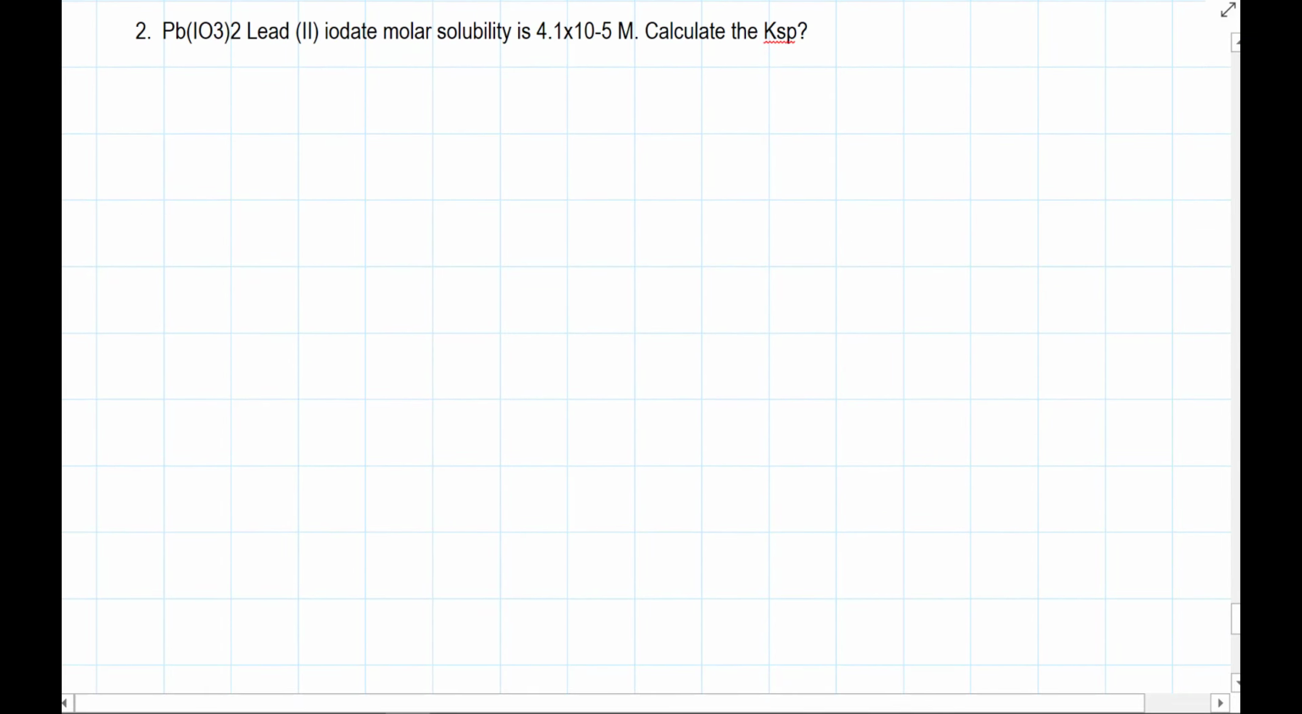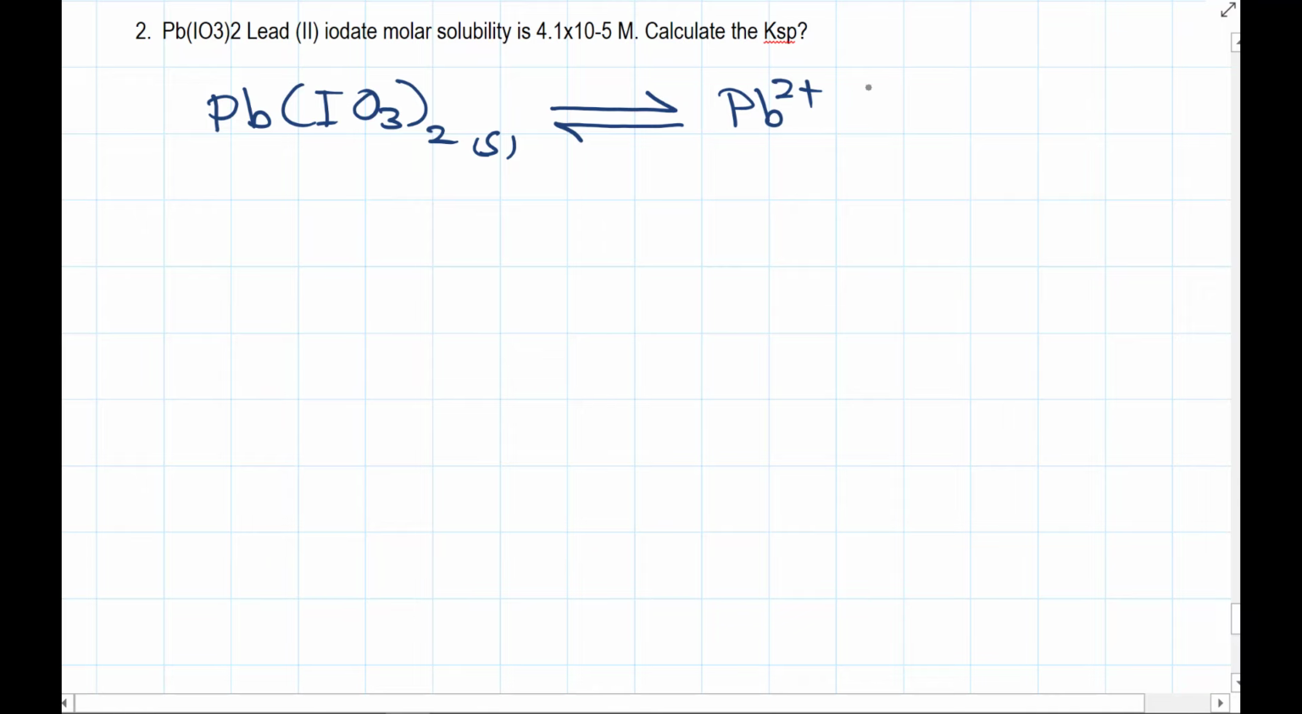Okay, let's look at the next question. Lead iodate molar solubility is given, calculate the Ksp. Again, straightforward. This is the AB2 type. Write the expression: Pb2 plus, and iodate is a polyatomic anion. The ratio tells me there are 2 iodates, so 1 to 2, and that 2 has to be there in the coefficients. So minus S and 2S.